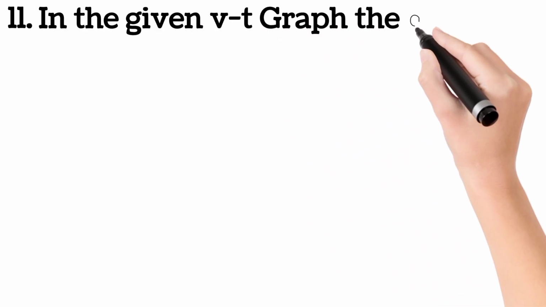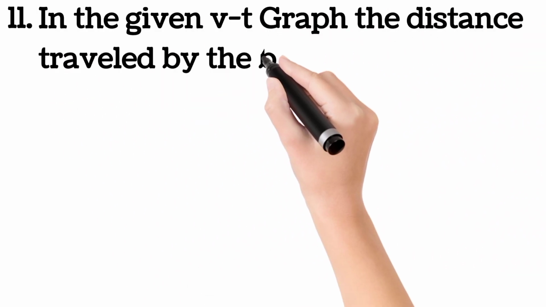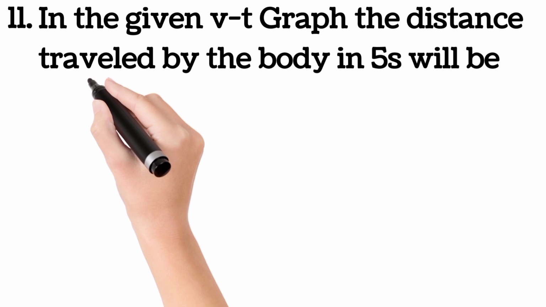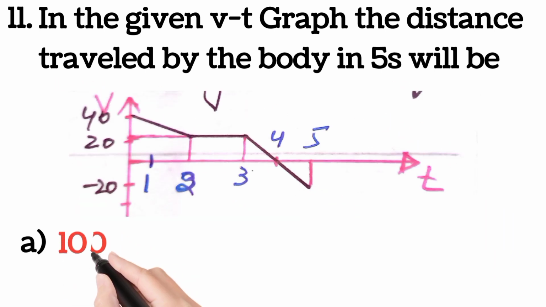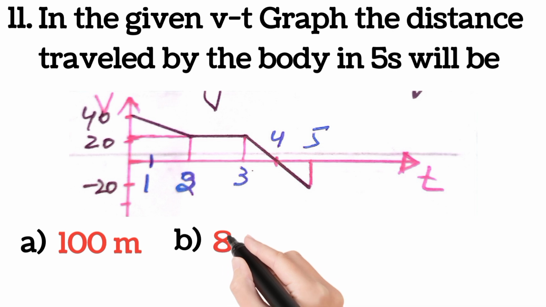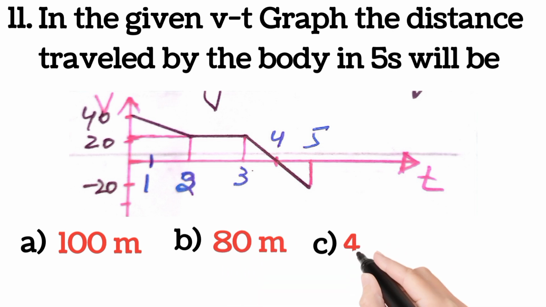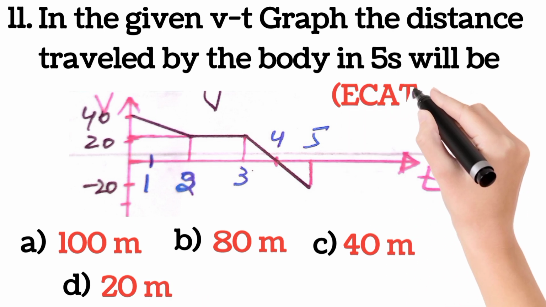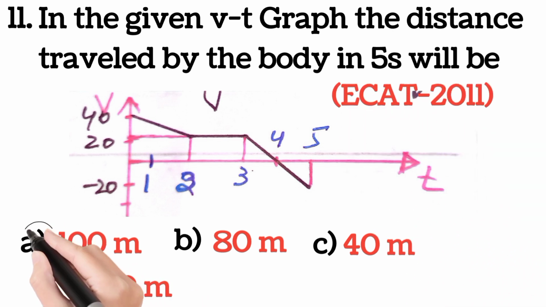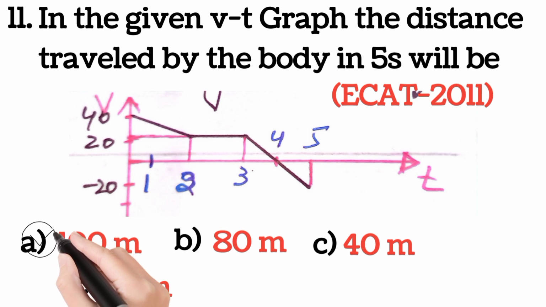11th MCQ: In the given VT graph, the distance traveled by the body in 5 seconds will be. A option is 100 meter, B option is 80 meter, C option is 40 meter, D option is 20 meter. The MCQ was asked in the competitive exam ECAT 2011. The correct option is A.